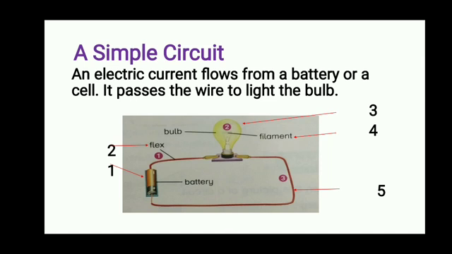Class, at point 4, we can see a filament. Filament is a tiny string of wire inside the bulb. When it receives the electric current, it gives light. Now look at point 5. There is another flex or wire which connects the bulb and the battery. So class, we can see that all components of the circuit are connected, and this is how our simple circuit works.